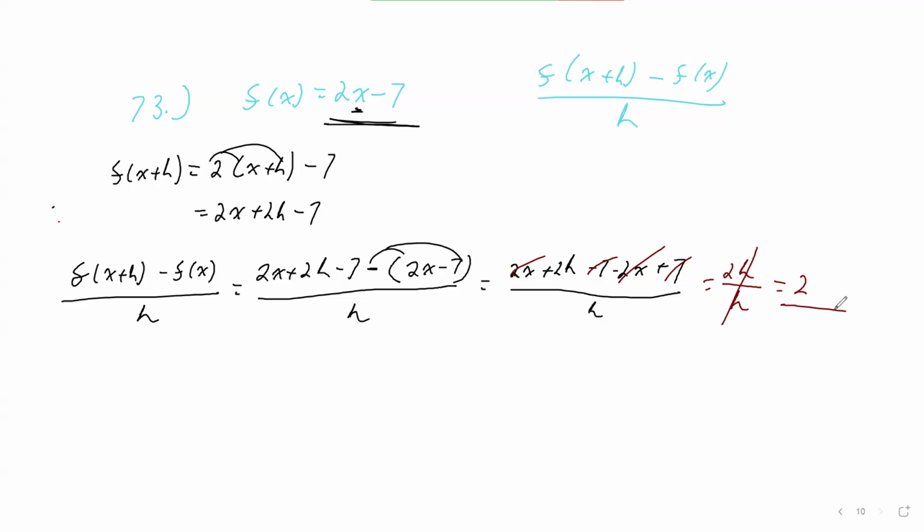All right, so let's go into a different one. Let's look at number 89. In this part, you're asked to determine the implied domain of each of the following functions. So you are given s of x equals 2x over 1 minus 3x.